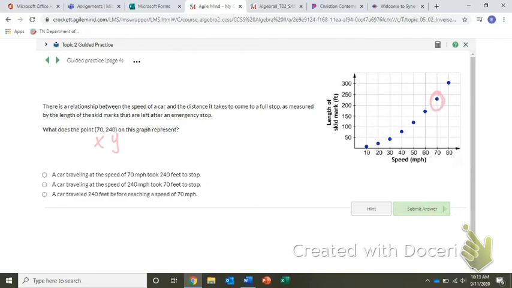My three options are a car traveling at a speed of 70 miles per hour took 250 feet to stop. All right, then another option, it says a car traveling at the speed of 240 miles per hour took 70 feet to stop. And the last option, a car traveled 240 feet before reaching a speed of 70 miles per hour. So pay close attention to this right here. These are my x-axis and this is my y-axis.